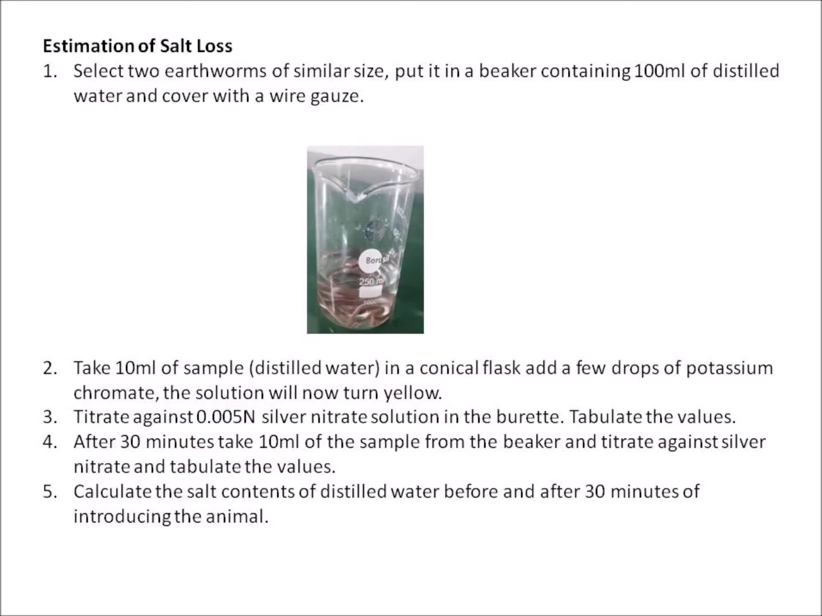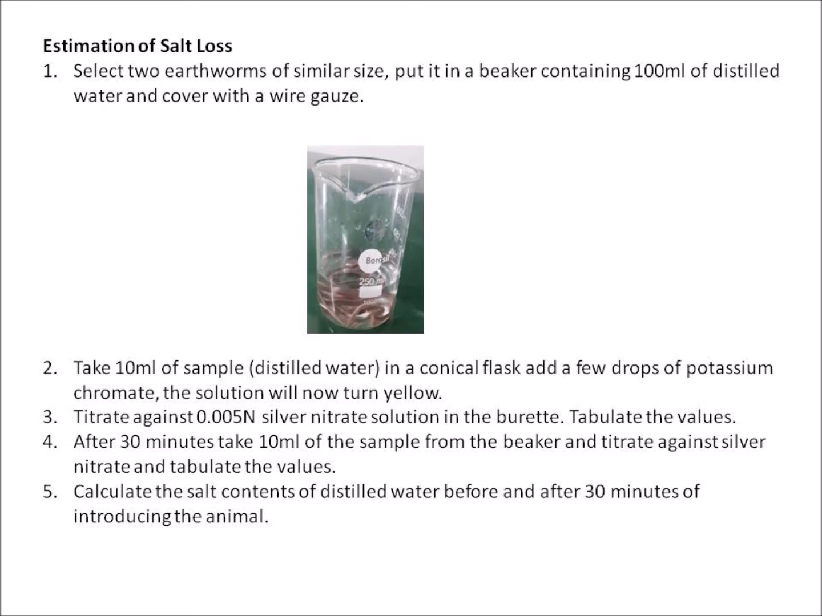First, we are estimating the salt loss. For this, select two earthworms of similar size, put them in a beaker containing 100 ml of distilled water and cover with a wire gauze. Take 10 ml of sample in a conical flask and add a few drops of potassium chromate solution, so the solution will now turn yellow. Titrate with the silver nitrate solution in the burette and tabulate the values.